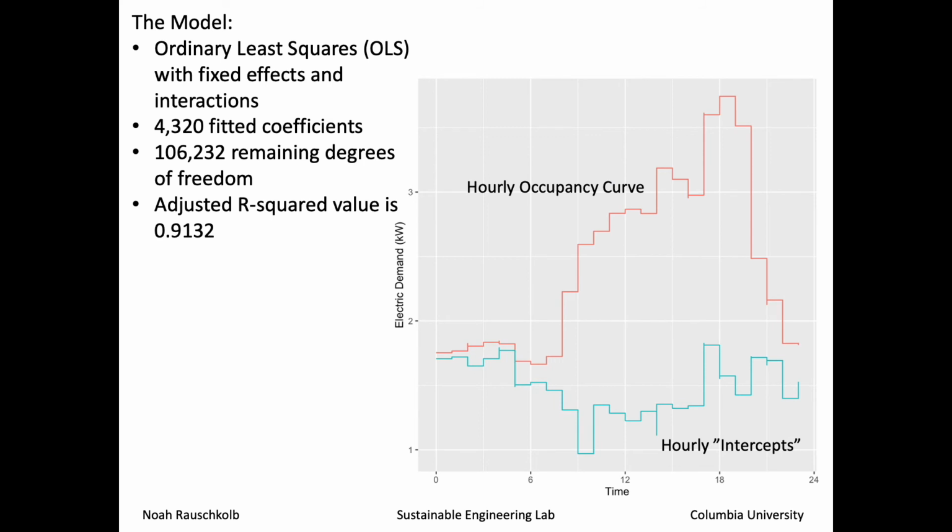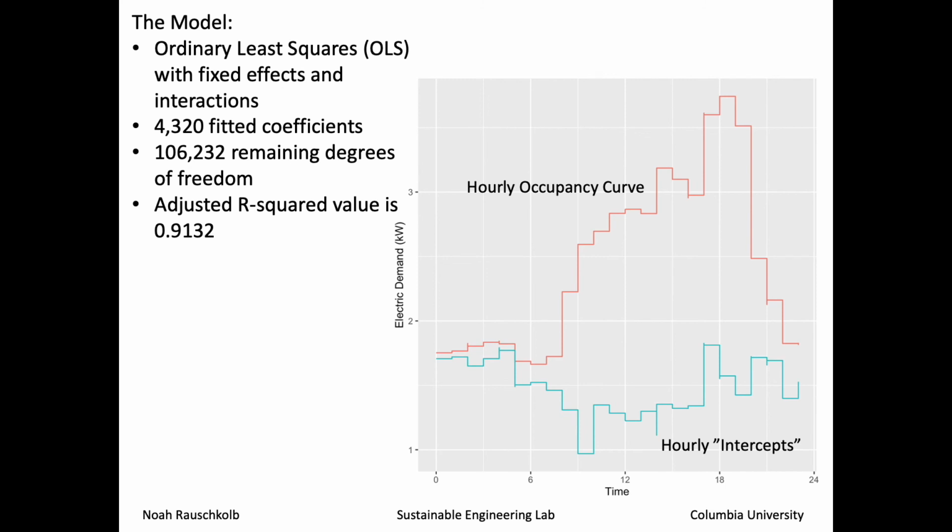Ultimately, I decided to fit an ordinary least squares model with fixed effects and interactions. This is a pretty plain vanilla model, and I think the only thing that's really special about it is the number of fitted coefficients. There are 4,320 coefficients. We got there because there are 18 units multiplied by 24 hours per day. We're looking at 5 different days per week, and we already saw that a Monday and a Thursday, the load doesn't look exactly the same, so we want to treat those hours differently. And then lastly, we have 2 coefficients for each hour, weekday, meter combination.